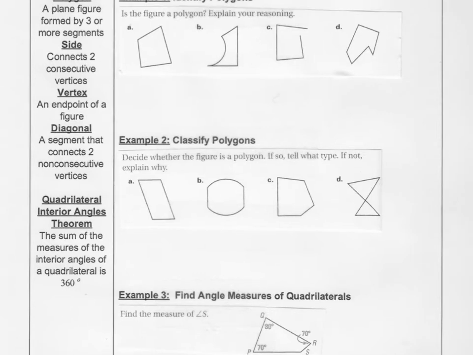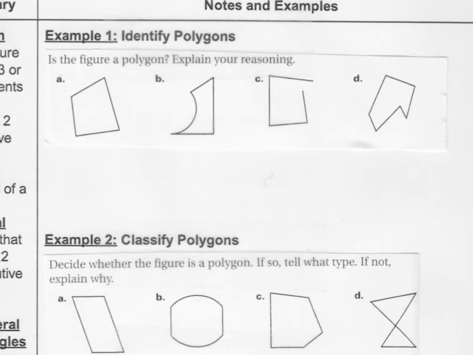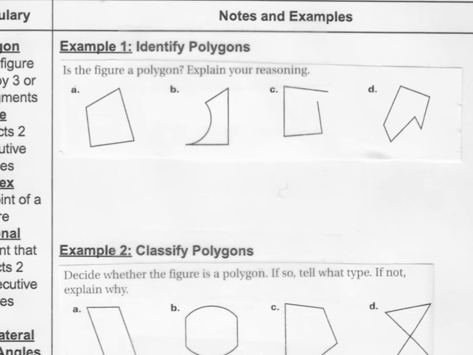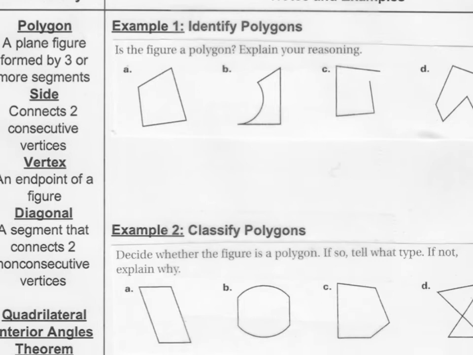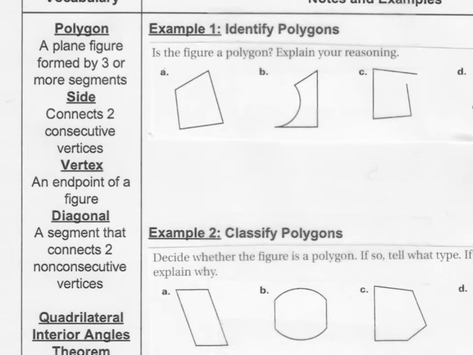So let's take a look at example 1. They're just wanting yes or no. Are these polygons? Does it meet the criteria, basically? You've got 3 checkpoints here.